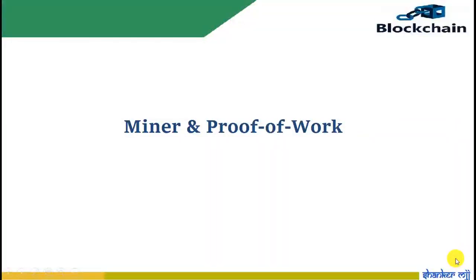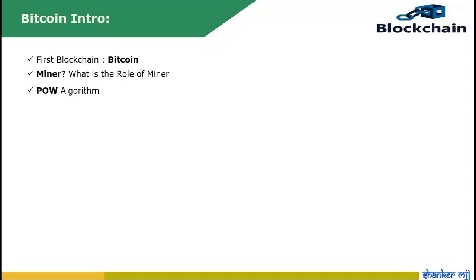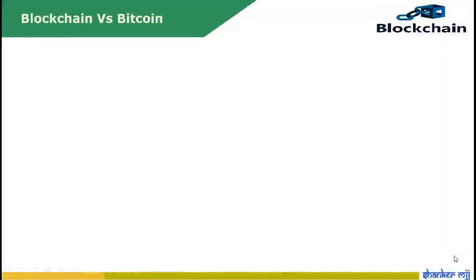Miner and proof of work. Today we will see about the first application of blockchain, which is Bitcoin. Then we will discuss who a miner is, along with the roles of a miner. After that we will try to understand the POW algorithm, or we can simply call it the proof of work algorithm puzzle. Then the last topic: how to get free bitcoins.